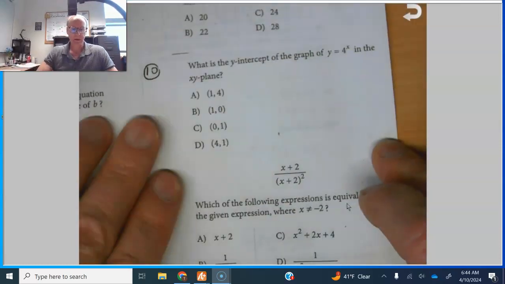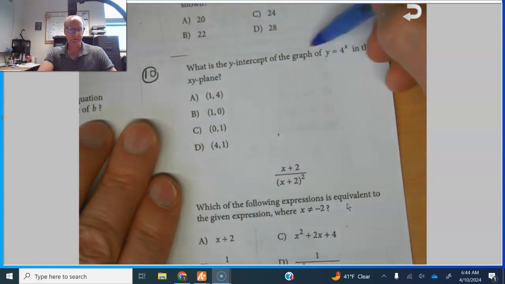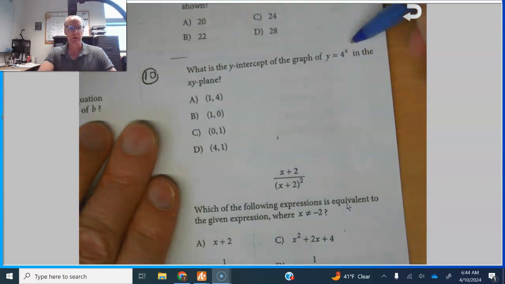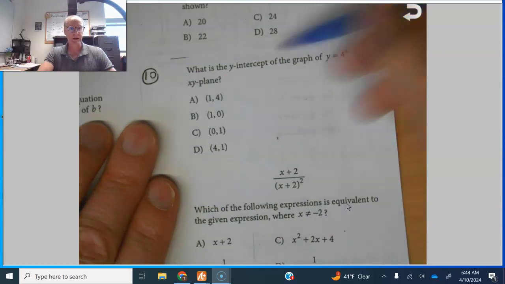Number 10. What is the y-intercept of the graph of y equals 4 to the x power in the xy plane?